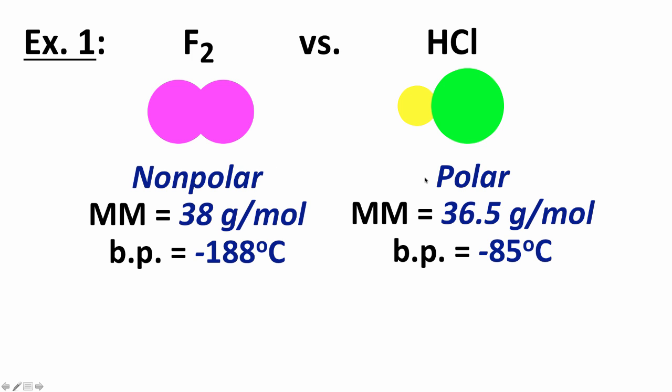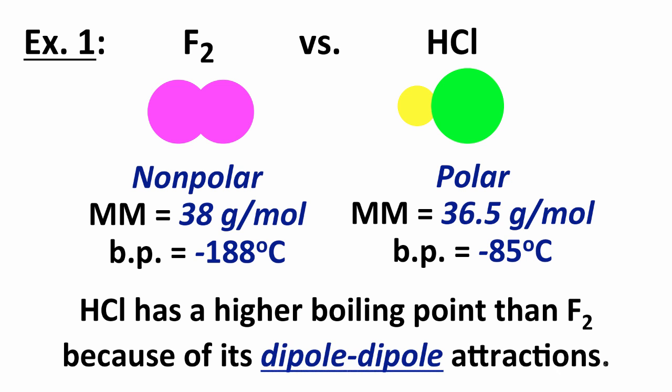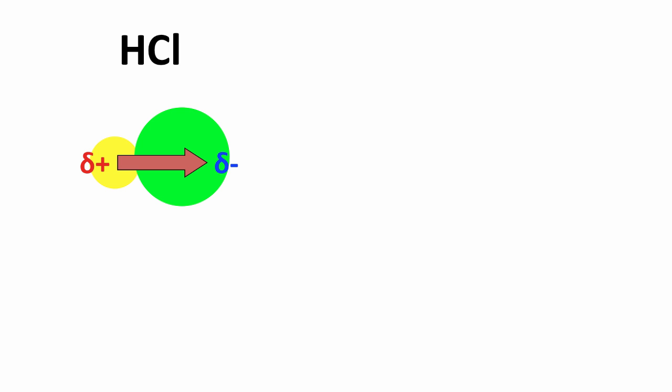HCl, hydrogen chloride, is a polar molecule with a fairly similar molar mass to fluorine. Its molar mass is 36.5 grams per mole compared to the 38 for fluorine, and its boiling point, while low, is quite a bit higher than the boiling point of fluorine. It's negative 85 degrees Celsius, about 100 degrees Celsius higher than the boiling point of fluorine. And it turns out that hydrogen chloride has a higher boiling point than fluorine because HCl has what is known as dipole-dipole attractions.